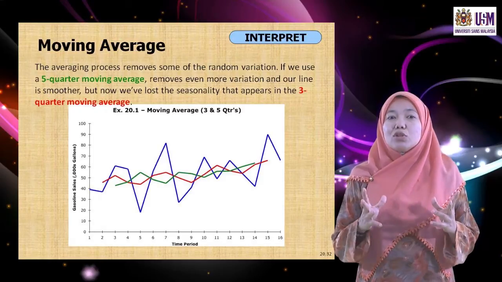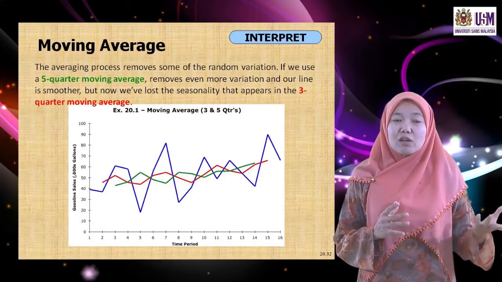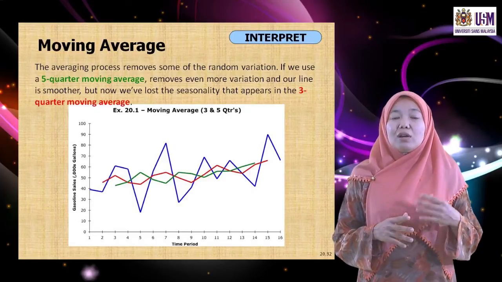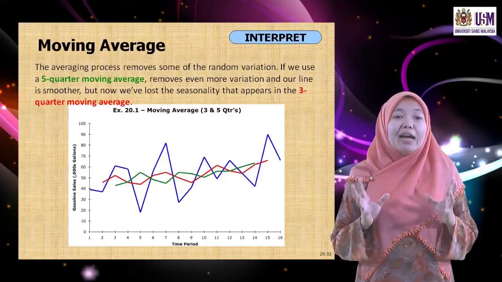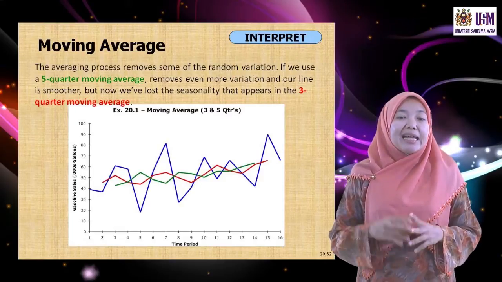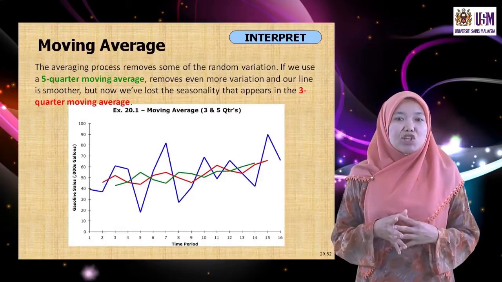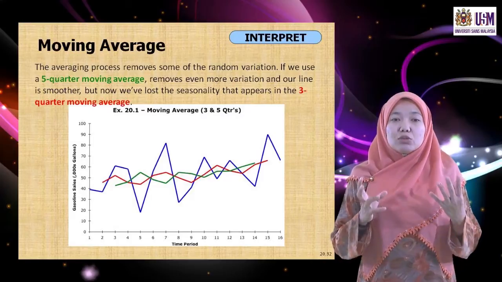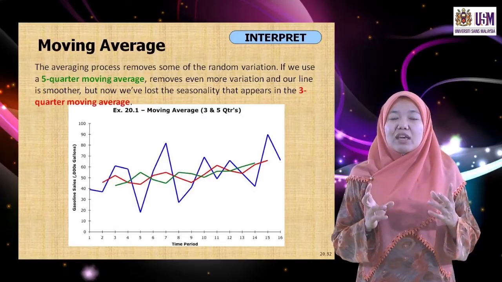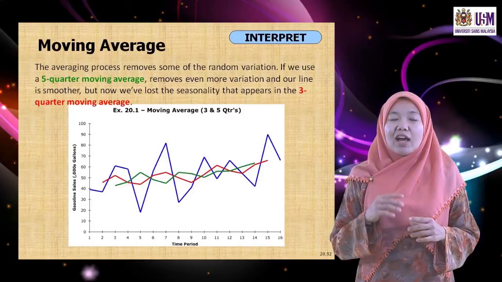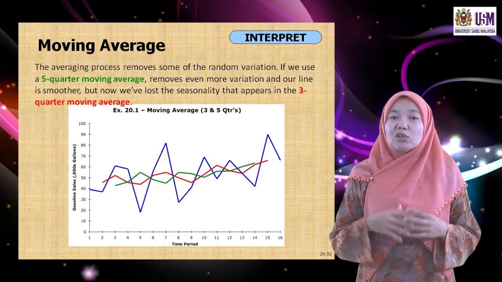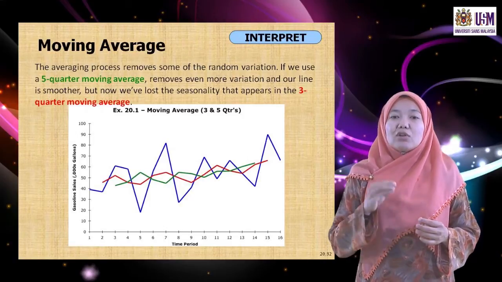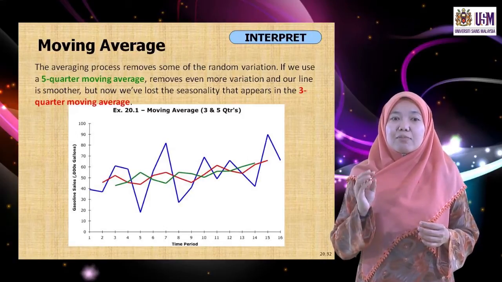We're talking about the same data that we talked about earlier, example 20.1. If you use the 5-quarter moving averages, that will remove even more variation and your line will be smoother. But if you compare with the three-quarter moving averages or 3-year moving averages, you have lost the seasonality that appeared.